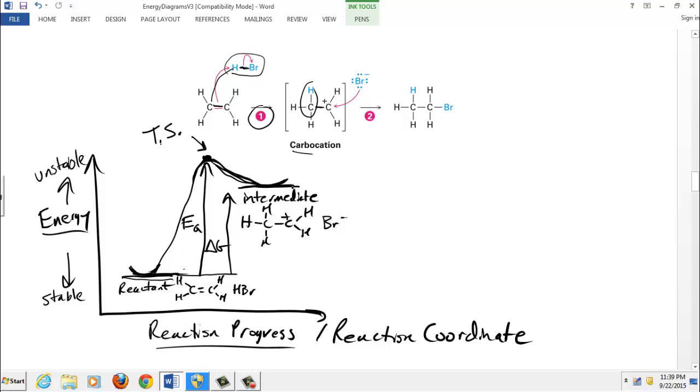So where do you think the energy resides? Are we going to go up higher than the intermediate, or are we going to go down lower? We're going to go down lower. We're forming something very stable. And we should think about how low. Should it be higher or lower than the reactant side?